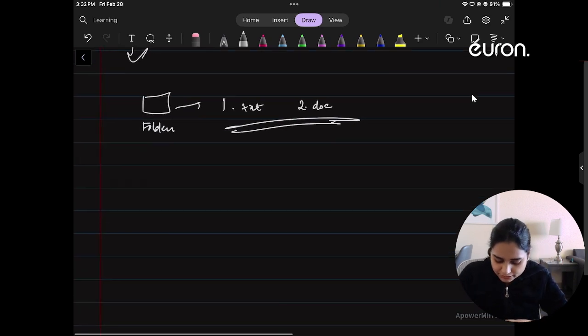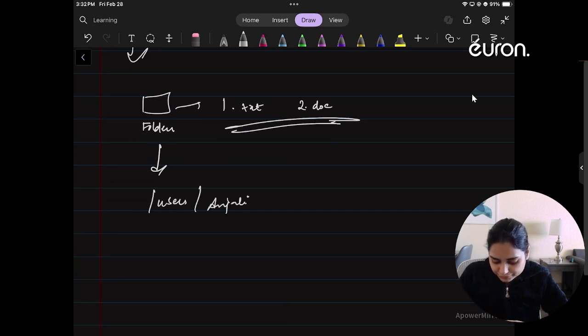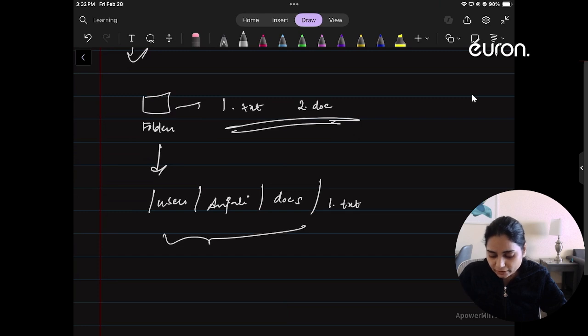Let us see how you can locate a file. Say in users, we have a user named Anjali. Inside that, I have a folder docs. Inside that, I have a file named one.txt. That is how I can provide a path. It must be clear what we are doing: we are following a hierarchy structure, and that is one of the easiest ways of representing how you store your data.